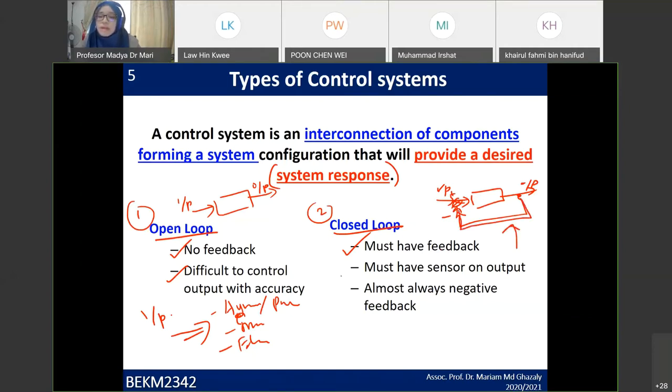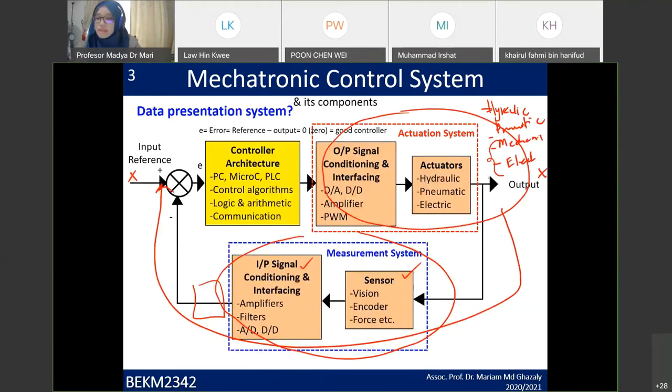The second one is that it must have a sensor on the output. So that means at the output side here, you need to have a sensor. This is what you have learned previously. You remember this is a sensor, right? The output, this one is connected to the sensor. So this is where you have the sensor.